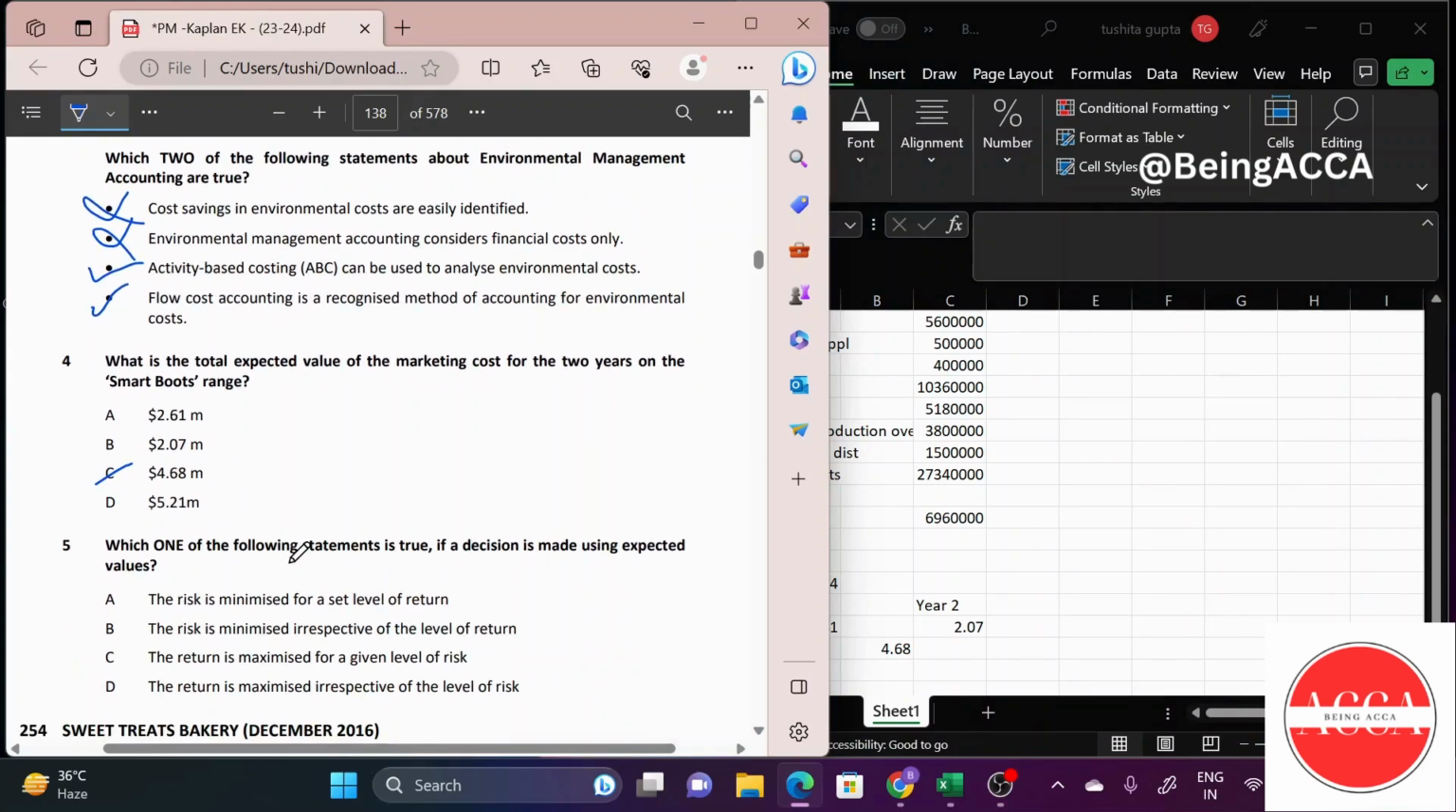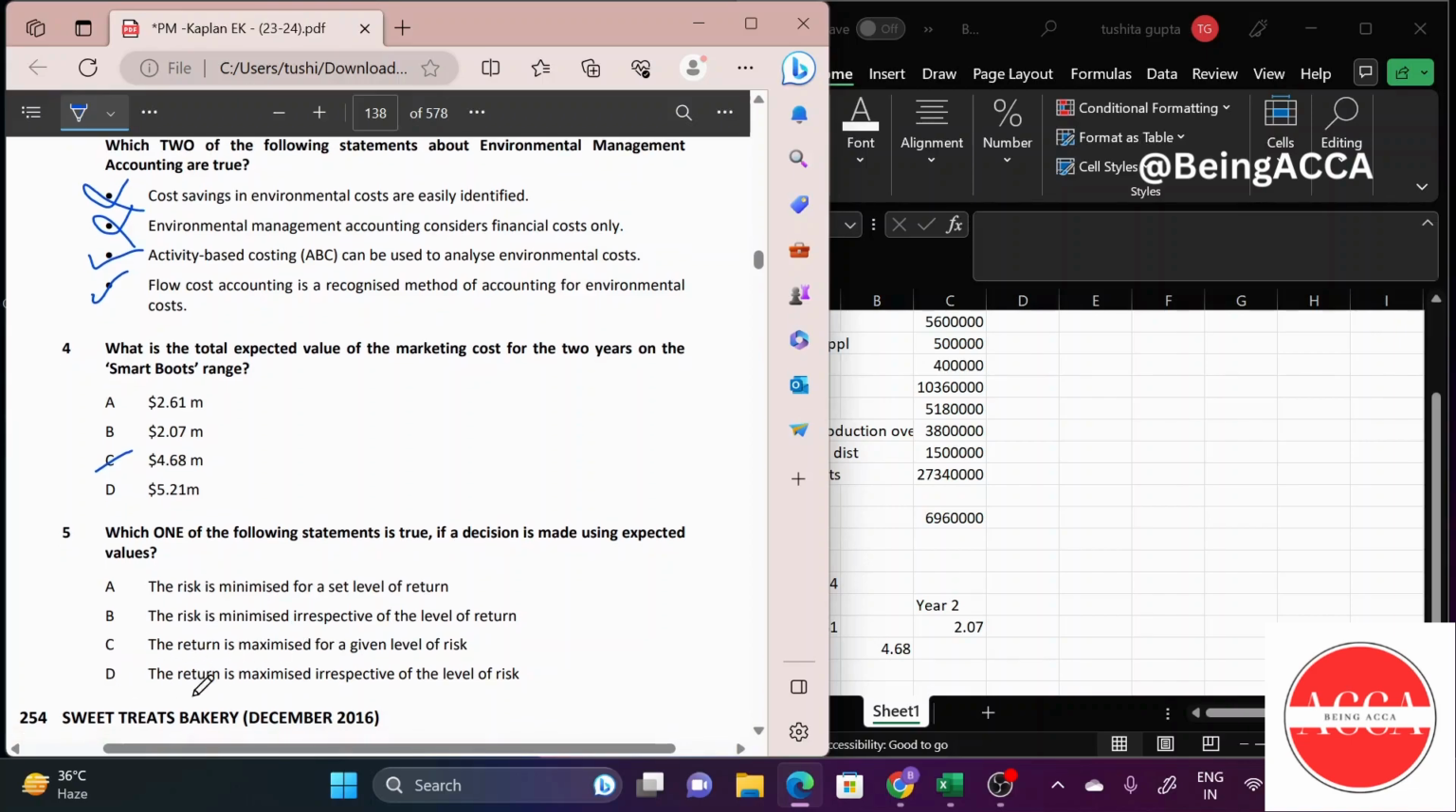Which one of the following statements is true if a decision is made using expected values? The risk is minimized for a set level of return? No. The risk is minimized irrespective of the level of return? No. The return is maximized for a given level of risk? The last statement would be correct over here. The risk is maximized irrespective of the return is maximized irrespective of the level of risk.